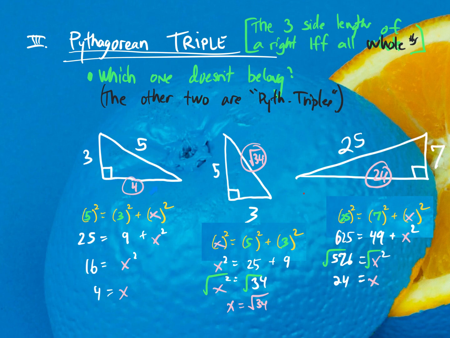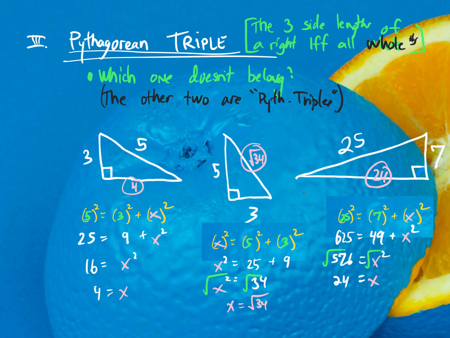Well, they are all right triangles, but we had to find the missing side. So 5 squared equals 3 squared plus x squared. We can do the algebra and find out that x is 4. Here we have the unknown side squared is equal to the sum of the squares of the sides 5 and 3. So the missing side is the square root of 34. And in this case, we have the hypotenuse squared is equal to the sum of the squares of the sides 7 and the unknown. And we can solve that and find out that the unknown side was 24.